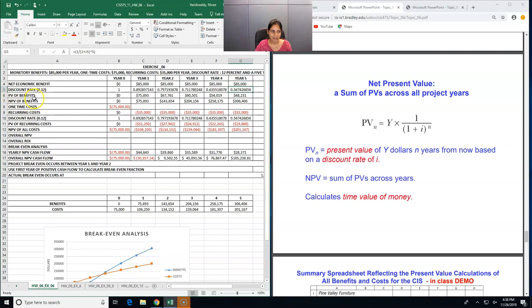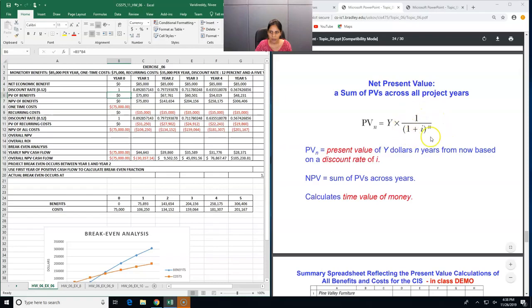Now we need to calculate the present value of benefits. To calculate the present value of benefits, we just multiply the discount rate value, the 1 by (1 plus i) whole power n, with the provided net economic benefit. We are calculating the present value, which is Y into 1 by (1 plus i) whole power n. This is our Y and this is our 1 by (1 plus i) whole power n. So the product of these two will be the present value of benefits.